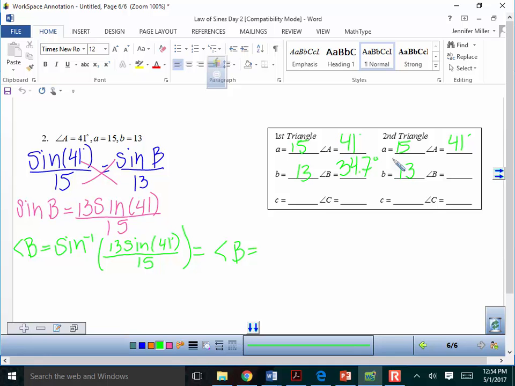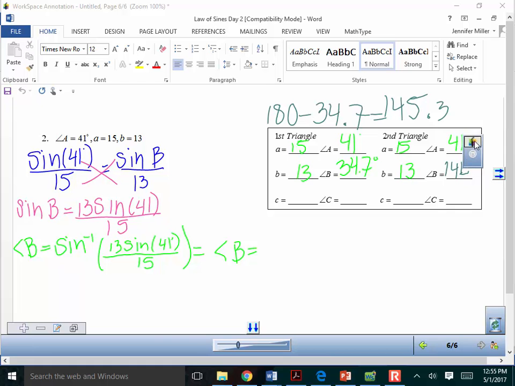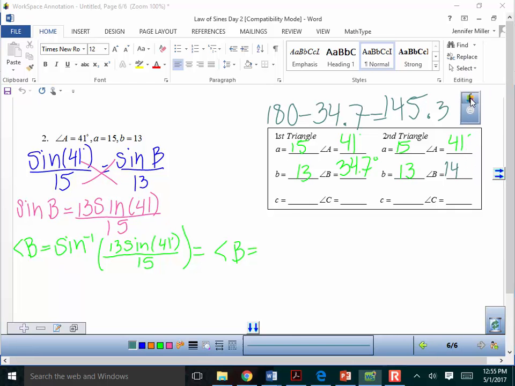Now that we found angle B, this is where we decide whether or not we have another triangle, okay? So to do this, we take 180, and what do we subtract from 180? 34.7. What does that give us? 145.3? 145.3 degrees, okay? Hold on, let me erase that. I'm going to show you 145.3, okay?